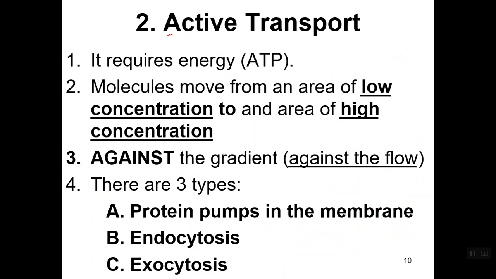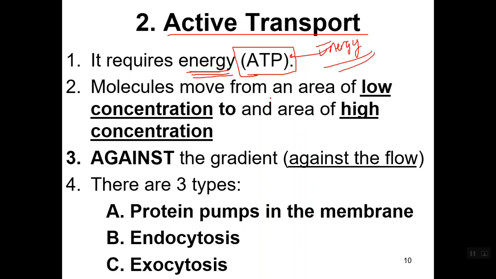All right, the last kind of transport for this video is active transport. Active transport requires energy. Remember that cellular energy is in the form of ATP. So whenever you see ATP, I want you to remember that that's just energy. And this is the opposite in terms of movement. So we're moving from a low concentration to a high concentration. So this is like going against the flow.